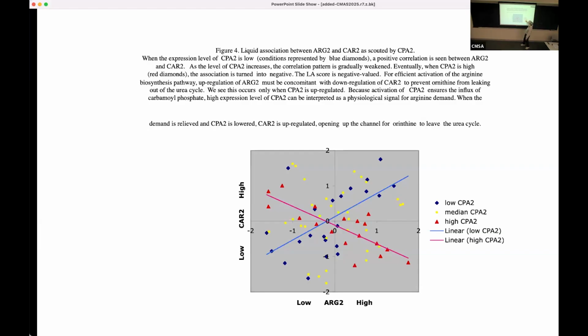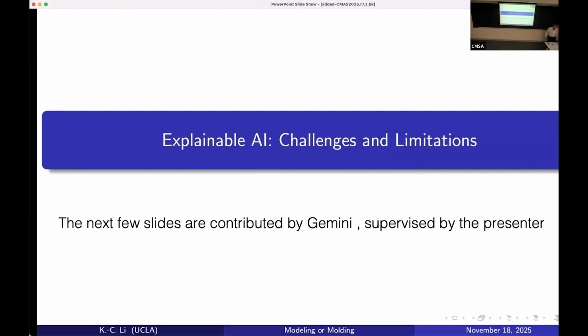So when the HP2, that's on this part here, shows the negative correlation, that's what we want when the cell needs the arginine, and this one is just the opposite. Okay, so that's about the liquid association study.